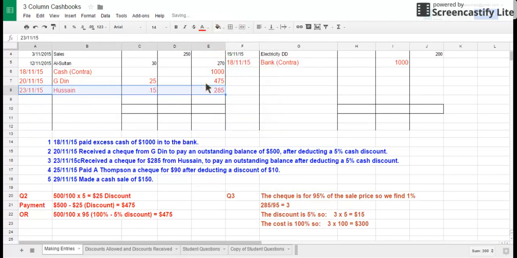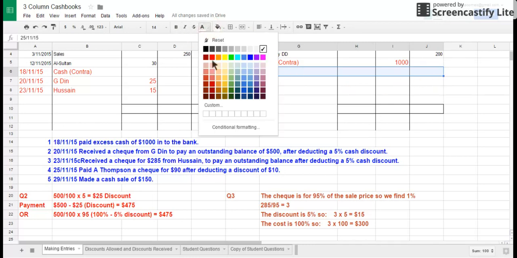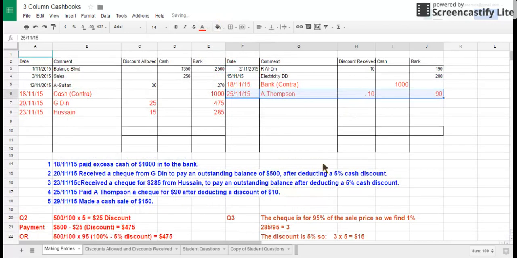So, discount allowed, $15, and the actual cheque, $285. Next thing, after we pay a Thompson cheque for $90 after deducting a discount of $10, so that's quite straightforward. We've paid the money out, so it's going to be a $10 discount received, and the amount that actually goes in the bank is going to be $90.